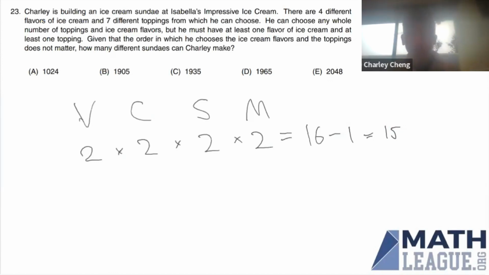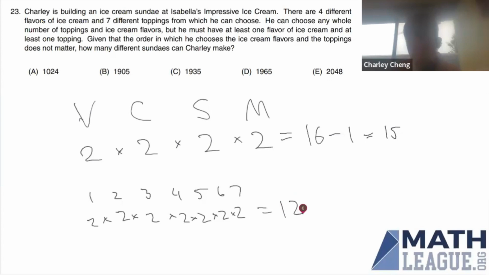And then we notice that we can do the same exact thing, but for the ice cream toppings. So instead of listing 7 toppings, you can try and think about what the number will be. Let's just say we have 7 toppings, numbered 1, 2, 3, 4, 5, 6, 7. And then same with the flavors, we can either include a topping or not include it. So we have 2 choices for every single one of these toppings. If we multiply all these together, this might be a lot of multiplication, but we should get that 2 times 2 times 2 times 2 times 2 times 2 times 2 will give us 128.